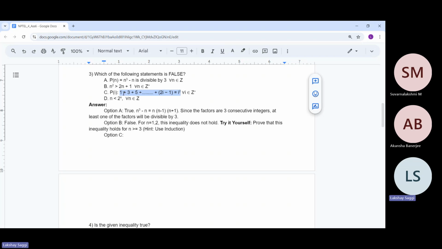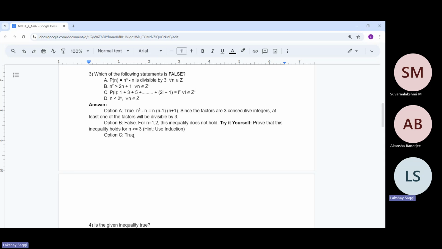Let's just try to put in small values of i. If we put i equal to 1, on the left side this sum will be only equal to 1, because 2i minus 1 will be equal to 1, and the right side will also be 1. Similarly, if we put i equals 2, the left side will just be 1 plus 3, so it will be equal to 4. And similarly, i square will also be equal to 4. Similarly, you can obtain that it holds for i equal to 3, 4, 5, and so on also. So it seems that this equation holds true, and yeah, it actually is true.